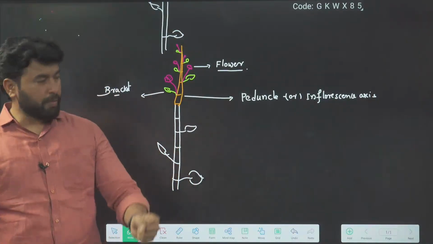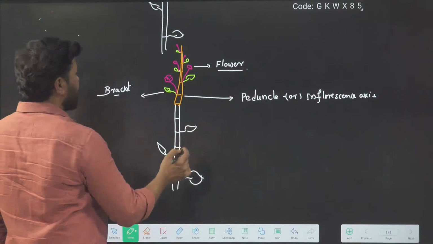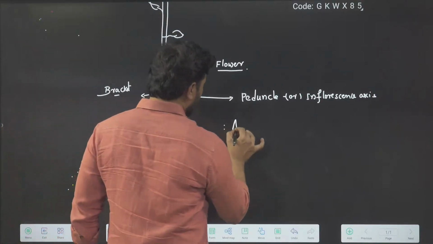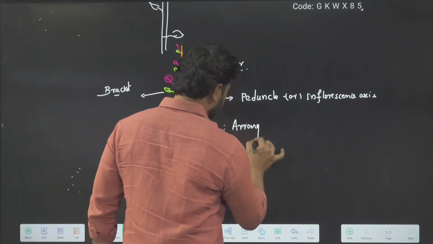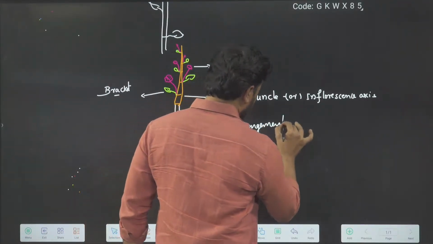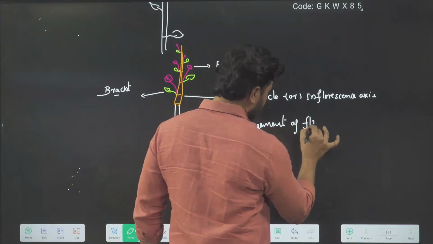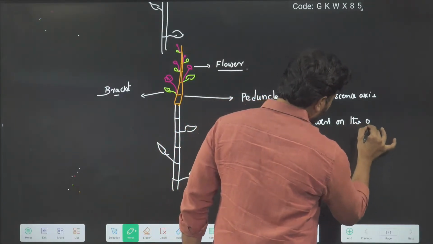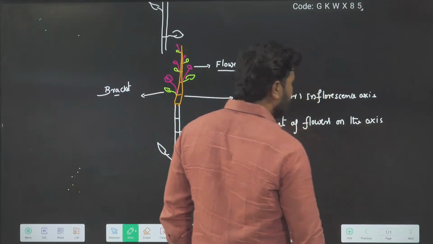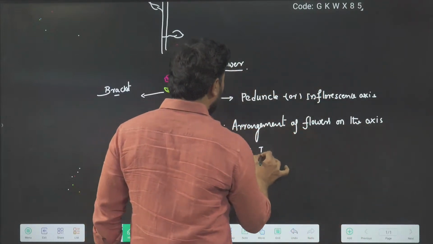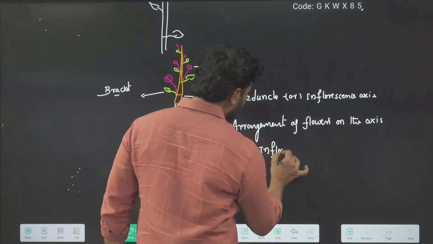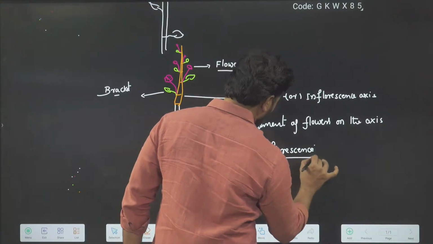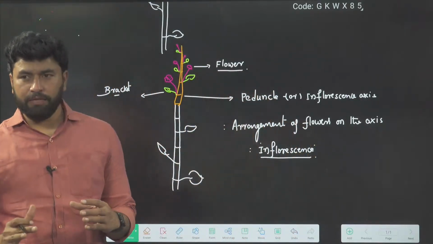Like this arrangement of flowers on the peduncle, once again I am defining what is inflorescence. The arrangement of flowers on the axis or on the inflorescence axis, we call it as inflorescence. This is what it means by inflorescence.